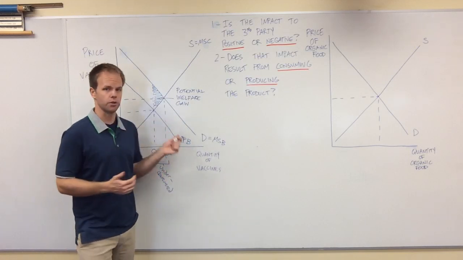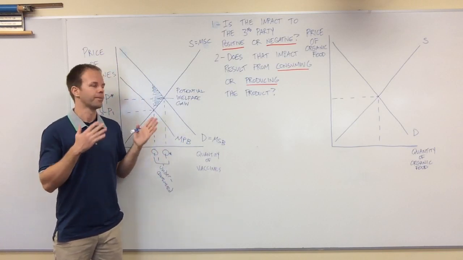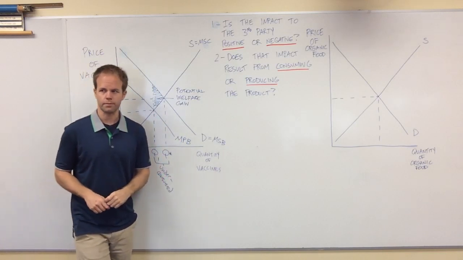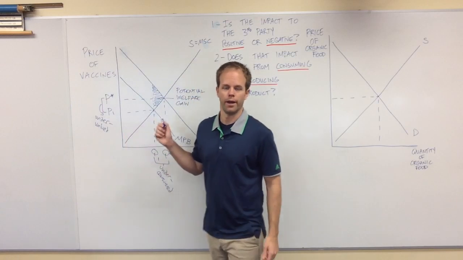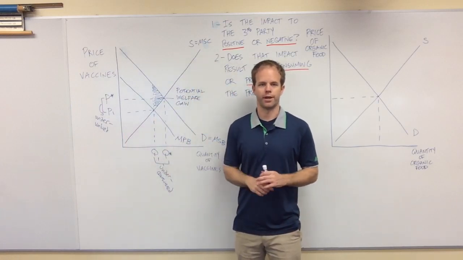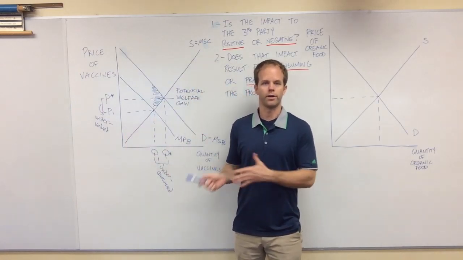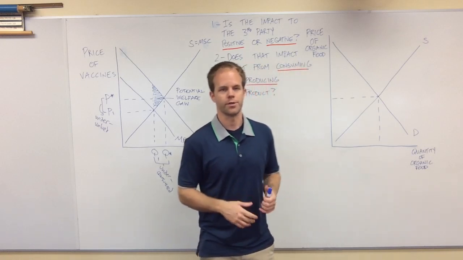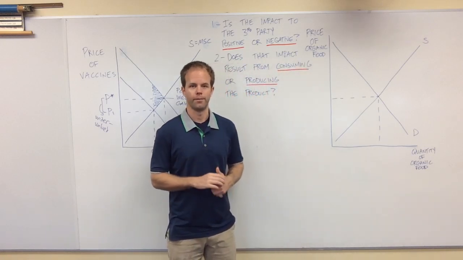But since it's underconsumed, it is potential welfare gain and not deadweight loss. Okay, so that is a positive consumption externality. Now, we can also have a positive production externality. This is our fourth diagram, right?